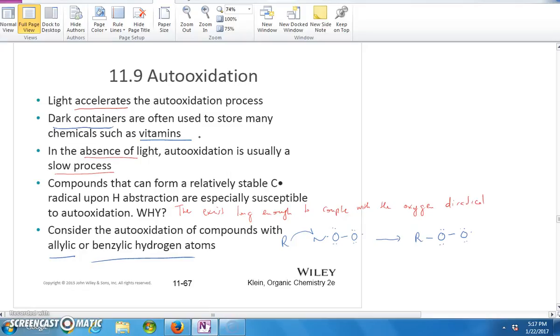And please note that compounds that can form a relatively stable carbon radical upon abstraction are especially susceptible to auto-oxidation, and that's because they can exist long enough to couple with the oxygen diradical and then lead to the formation of the hydroperoxide. Good examples of carbon radicals that are very stable include allylic radicals and benzylic radicals.